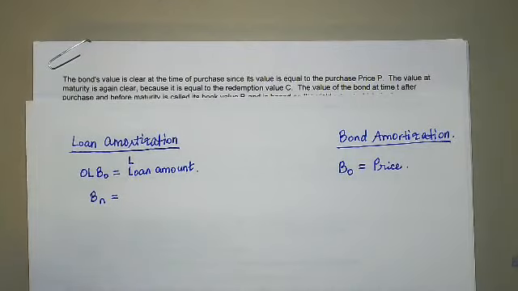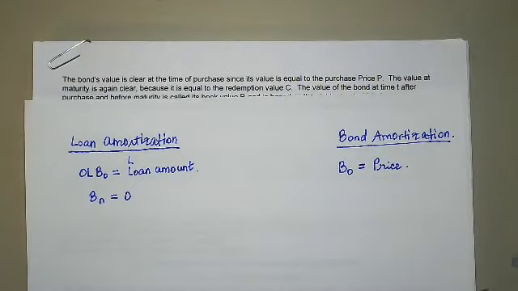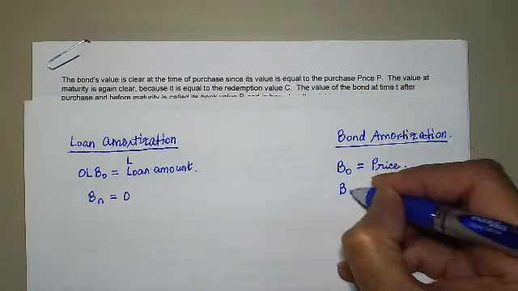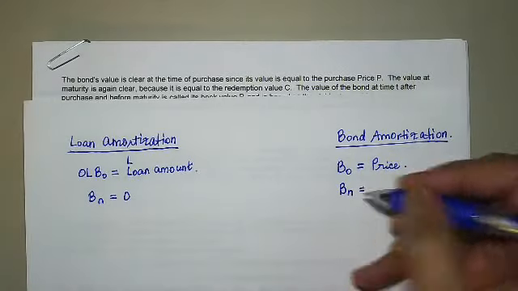How about here? BN, in the case of the loan, was what? What happened when you came all the way down to the bottom? OLBN was what? N is the last time. You have a loan for 30 years. You're making the last payment. What is OLBN? 0, right? Okay. Here comes the difference. And this has to be crystal clear.